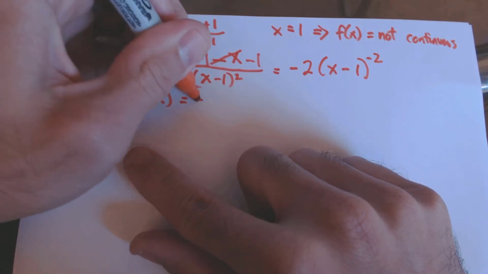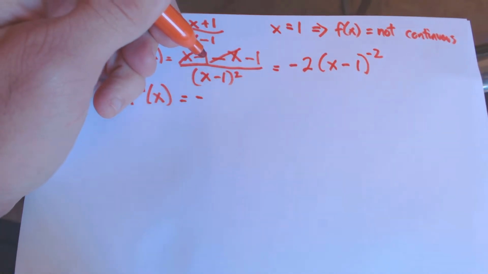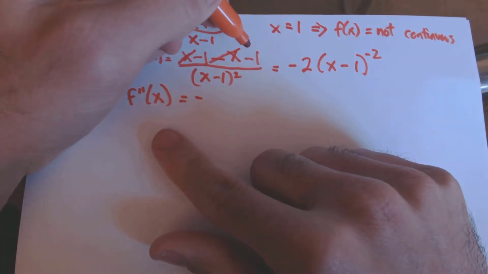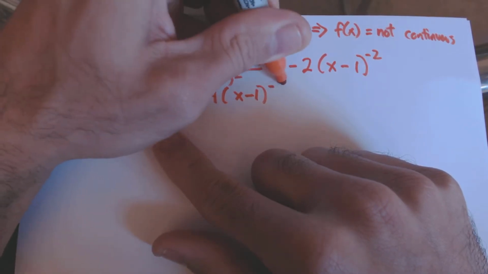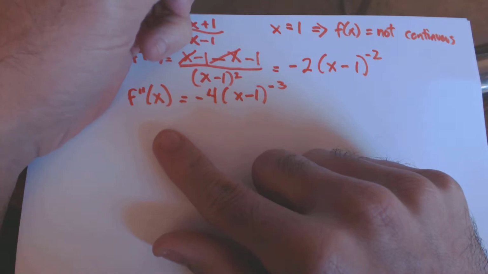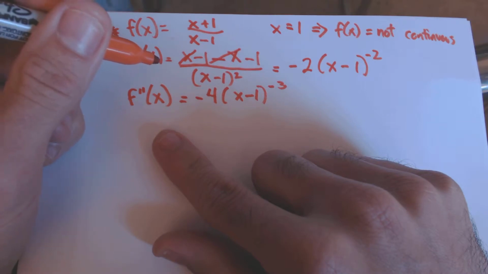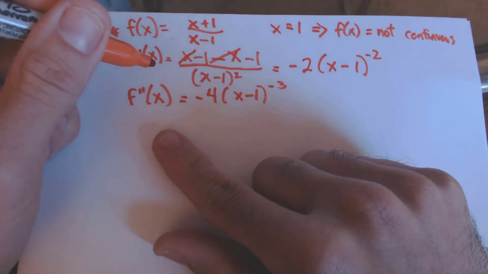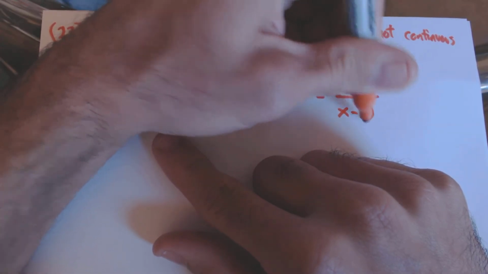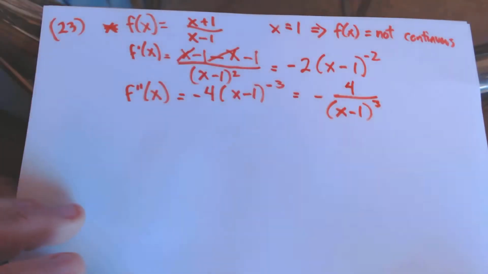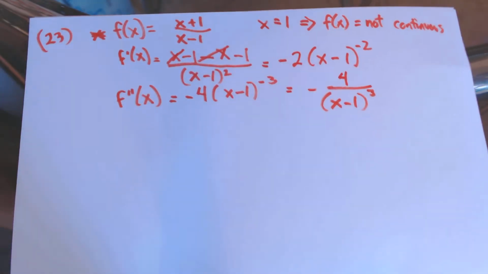We have a composite function, so we'll use the chain rule. The derivative of the outside function will be negative 4 times x minus 1 to the negative 3 power, times the derivative of the inside function, which is just 1. So the derivative is negative 4 times x minus 1 to the negative 3 power, or negative 4 over x minus 1 cubed. So again, the only number to consider here is 1.